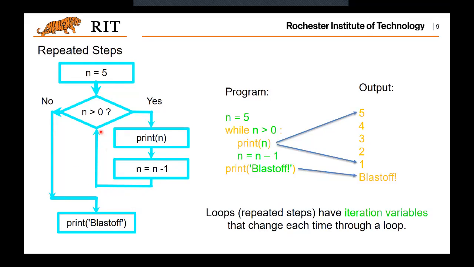And then it will check this condition again, to see if n is bigger than 0 or not. Yes, right? And it goes through these steps again and again until n equals 0, right? Because basically you will execute when n equals 5, 4, 3, 2, 1, and then n becomes 0, and this condition is not satisfied anymore. It will go to this branch and print out blast off, and this repeated step is completed.